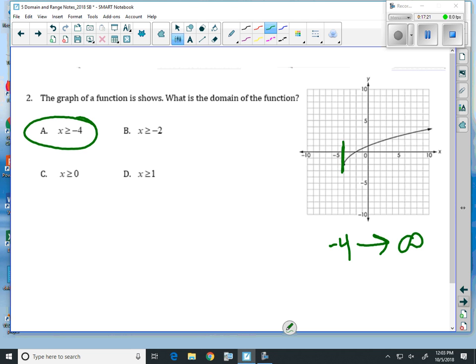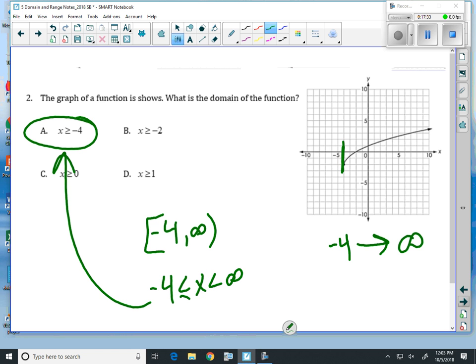Okay, so just know, going like this, -4 to infinity, or like this, it's the same thing. You can write them both ways. I don't care which way you write it. You can say x is greater than or equal to -4, or you can say it's from -4 to infinity. It doesn't bother me however you want to write it. Is that okay? Good deal.